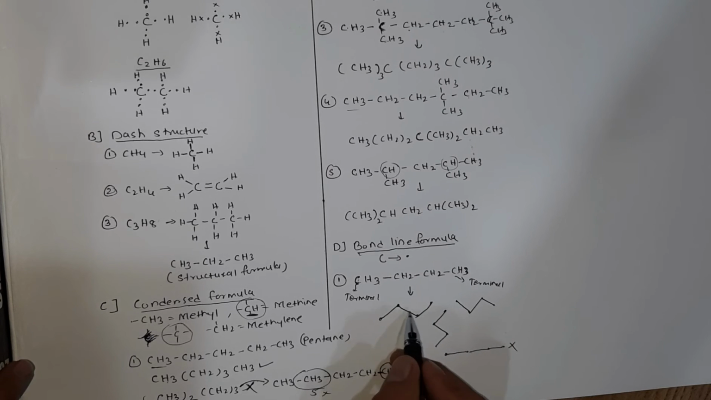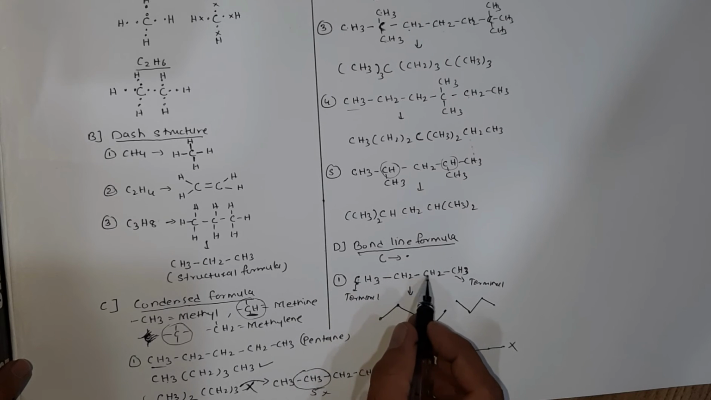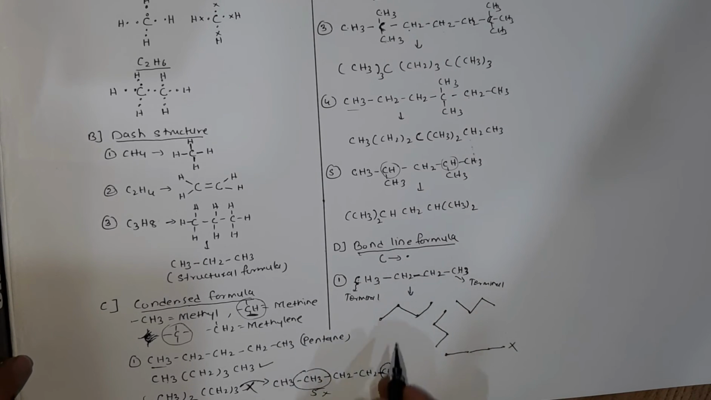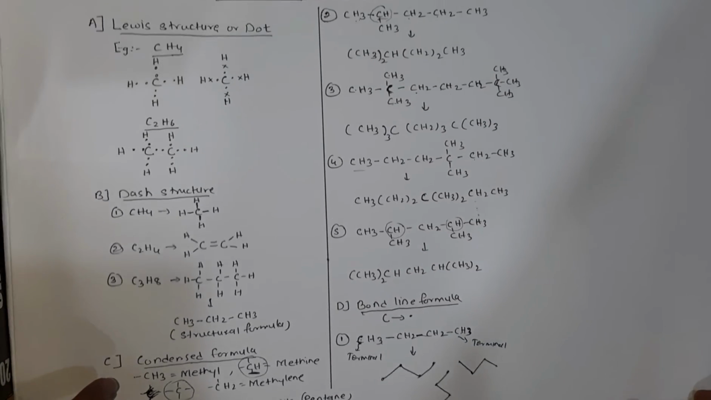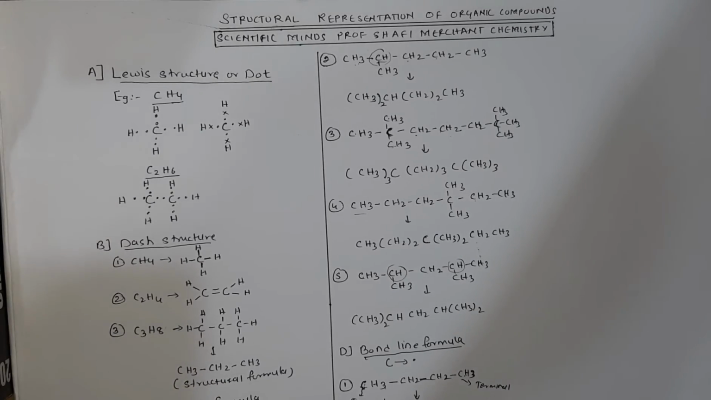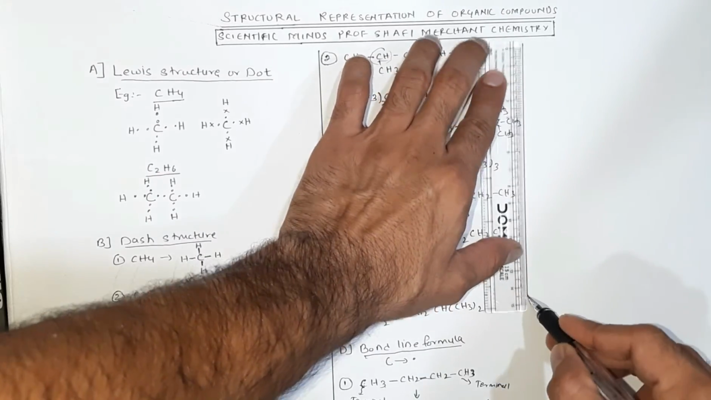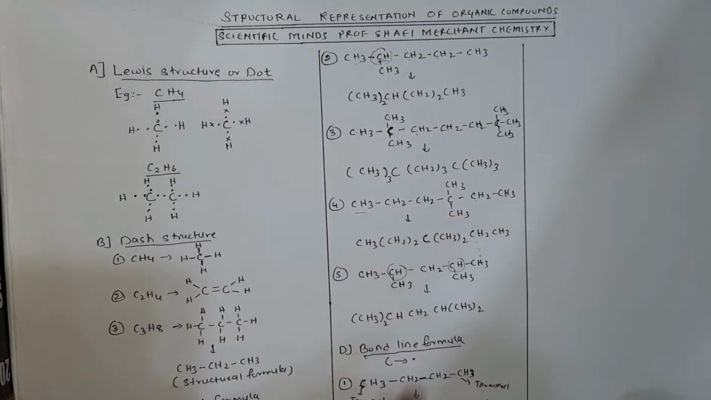There should be a certain angle where they are located, because these angles are not linear, they are not 180 degrees with each other. It looks like that on paper, but it's not. So you have to represent it in a zigzag manner. Got it? Now let's take some more examples to understand this bond line formula.